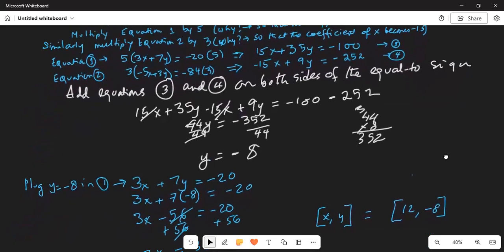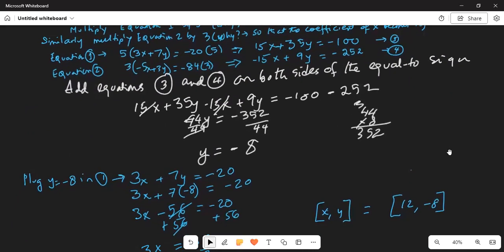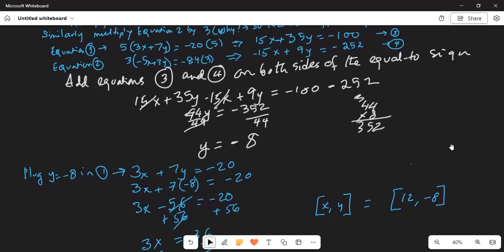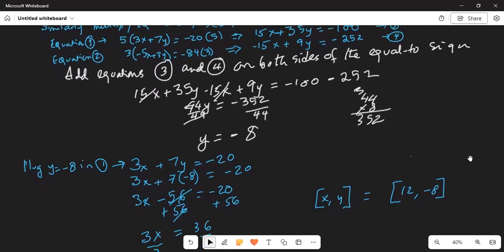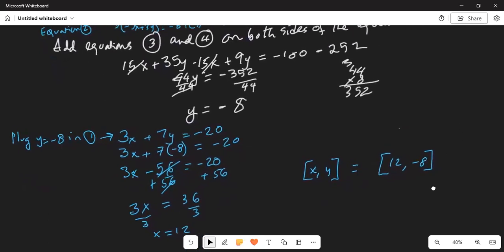Now I can take this y value and substitute in any one of the equations. I choose to do that in equation 1. So 3x plus 7 times minus 8 is minus 20, or 3x minus 56 is minus 20. Add 56 on both sides, so 3x is 36, so x is 12. So hence the solution to this system of equations is 12, minus 8. 12 is the value of x, y value is minus 8.